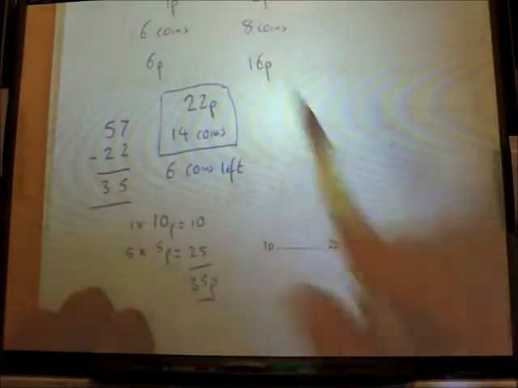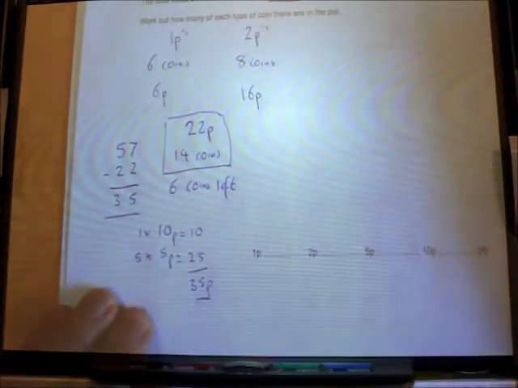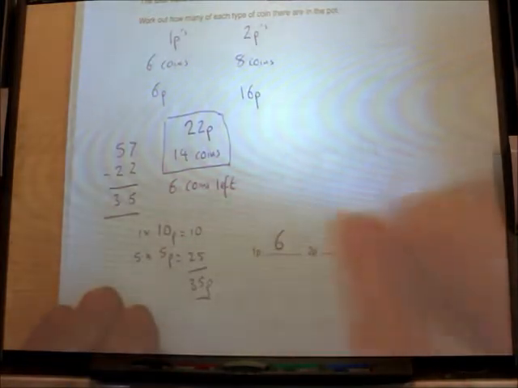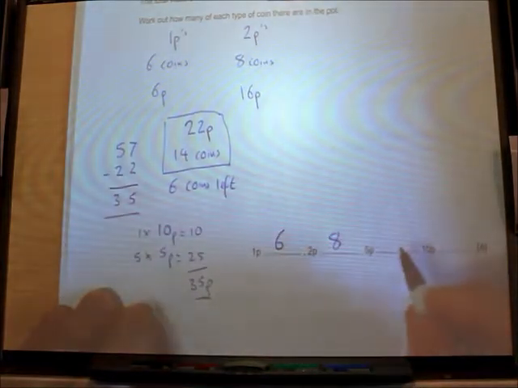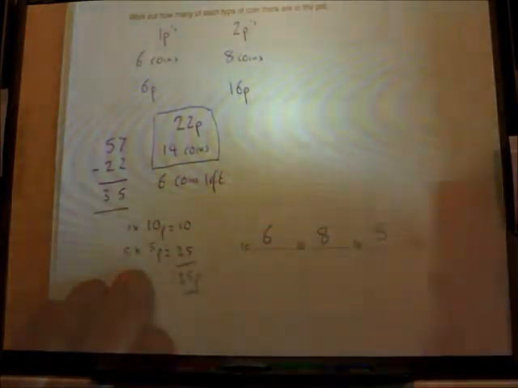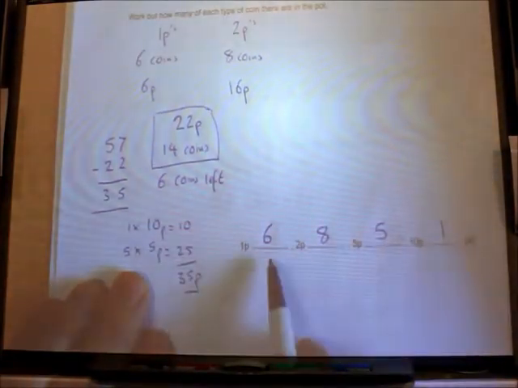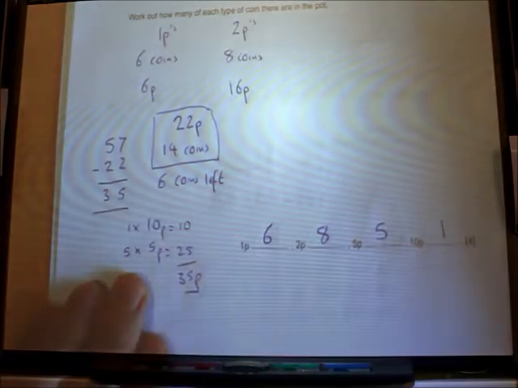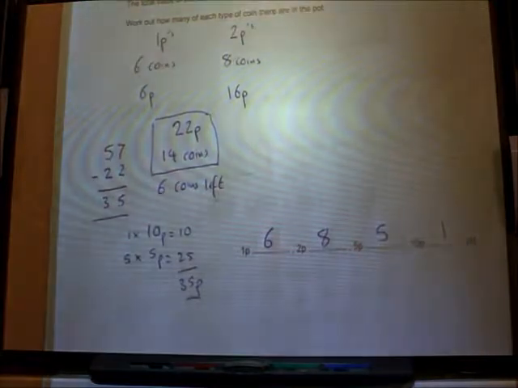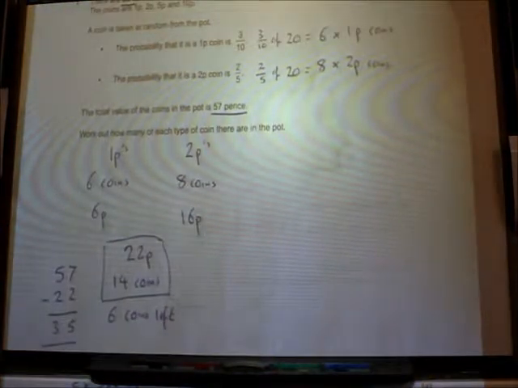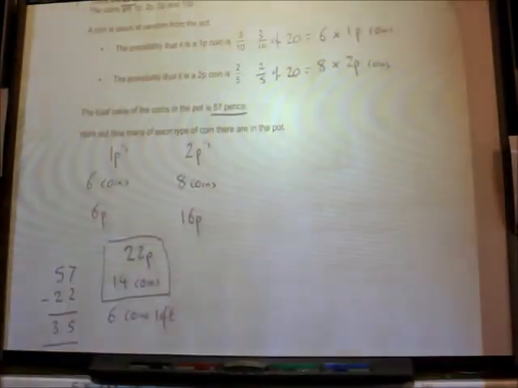So to finish off, there are 6 1p coins, there are 8 2p coins, there are 5 5p coins, and there is one 10p coin. Just double check that adds up to 20, which it does, and make sure your coins add up to 57 pence, which it does. It's a tricky question, but if you take your time, do it step by step, it's a very doable question.